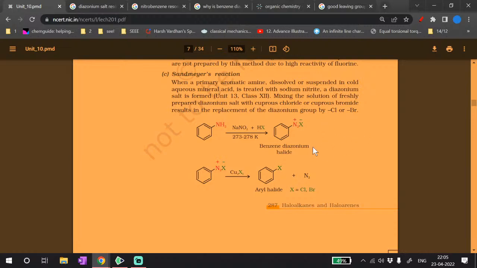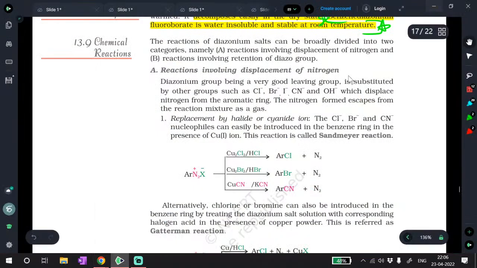So with cuprous chloride or cuprous bromide, so Cl and Br, this results in the replacement of the diazonium group by Cl and Br. This is the Sandmeyer reaction. So we have to create the benzene diazonium halide, where halide can refer to chloride and bromide, and then you react it with cuprous chloride or cuprous bromide, and you get your aryl halide.